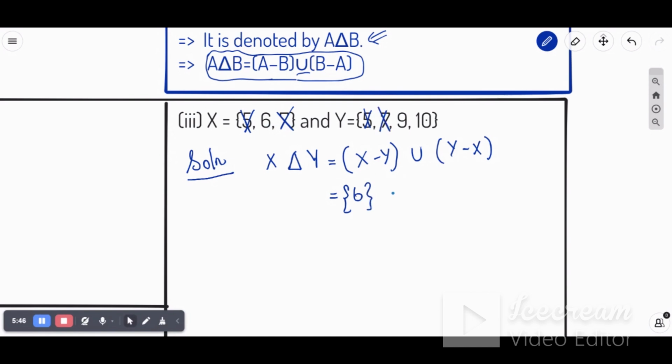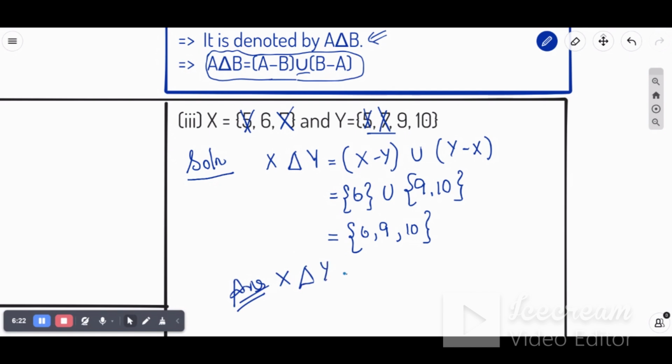So strike it off. You can finish it off here with X minus Y, and you put the union and write the open curly bracket for our next set, Y minus X. So start with Y. We have cancelled out the common elements, so we can directly write your 9 and 10. Anyways, cross check it. We don't have 9 and 10 in X. So now your final answer will be the union of it. Union means write both together: 6, 9 and 10. So your answer will be X delta Y is equal to 6, 9 and 10.